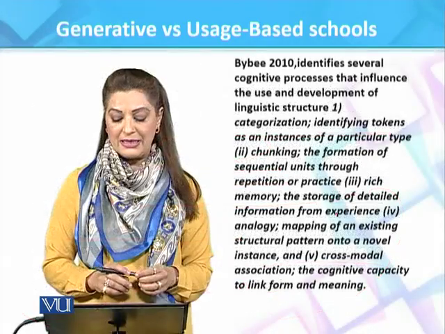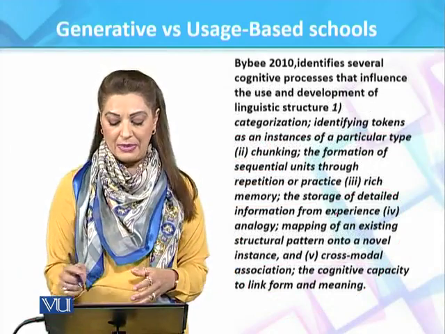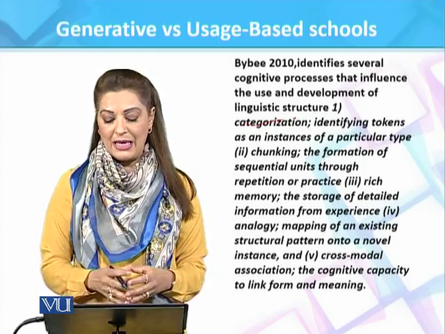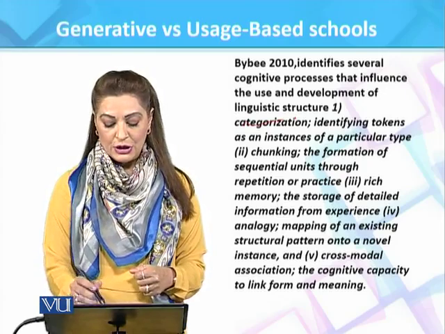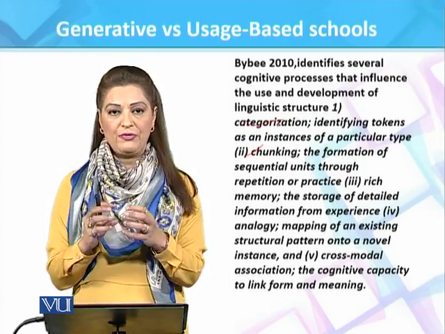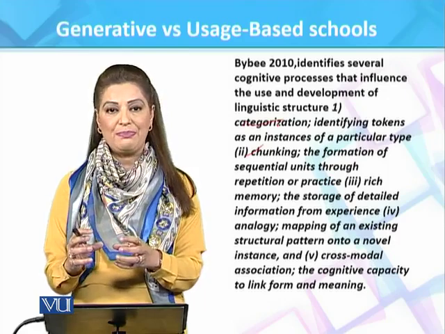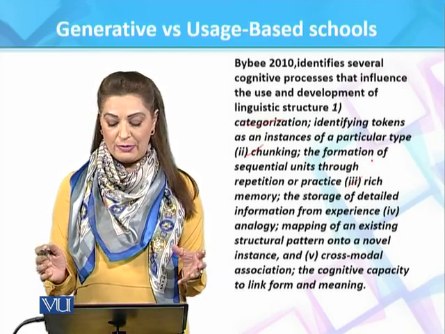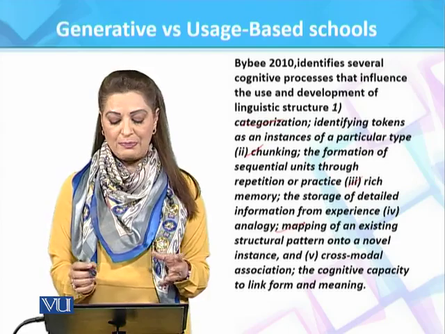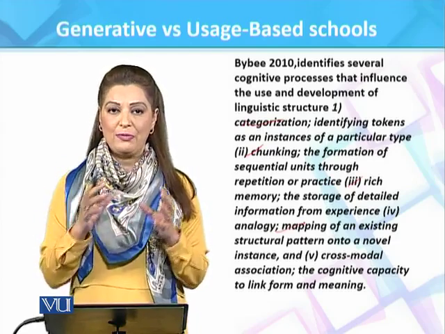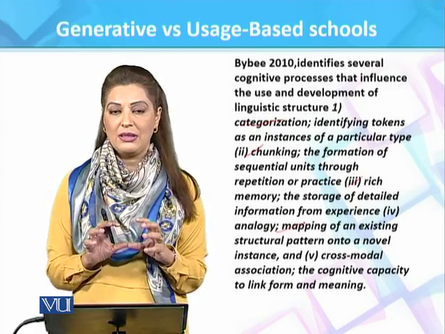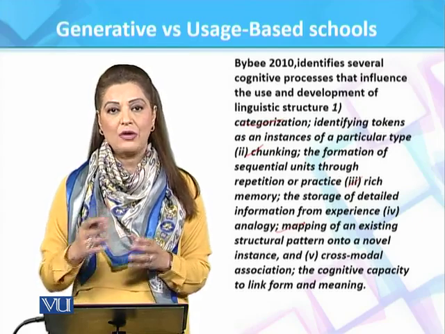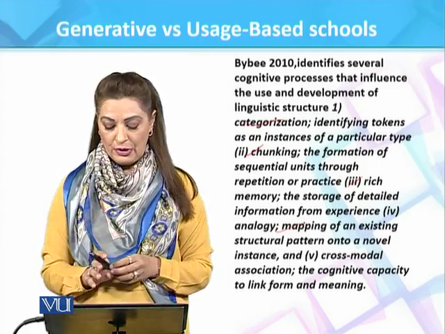Ibbotson in 2010 identifies several cognitive processes, and among them you have categorization, which means identifying tokens or lexemes as an instance of a particular type. Chunking, where you have information in small chunks, in the form of what needs to be practiced or repeated. Then you have rich memory, the storage of detailed information, and mapping of an existing cultural pattern into a novel one, so mapping existing information with regard to experience and how that can be used in a novel method.